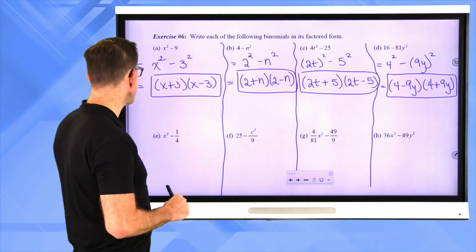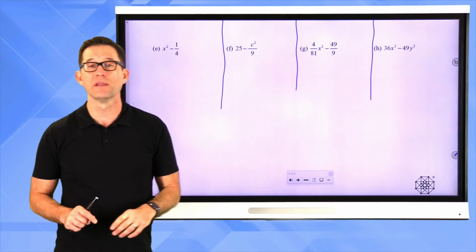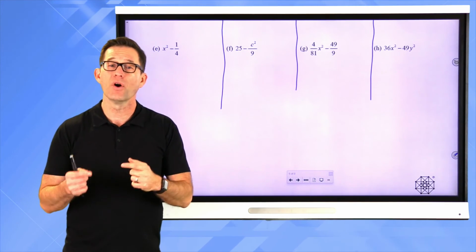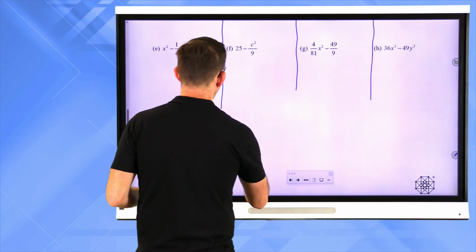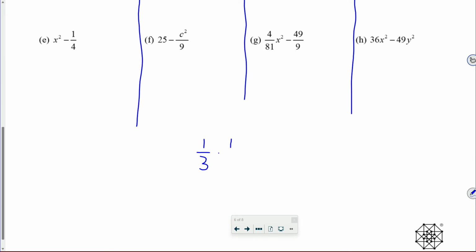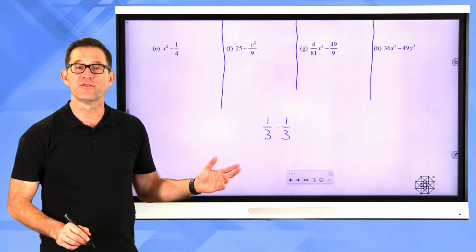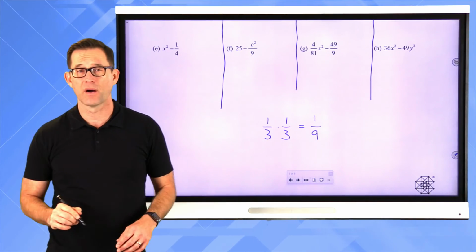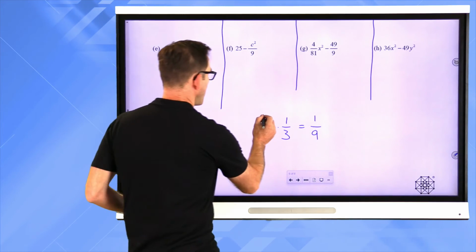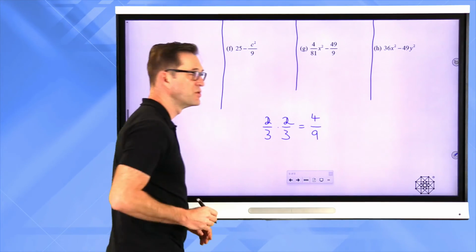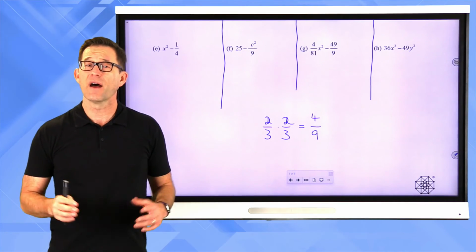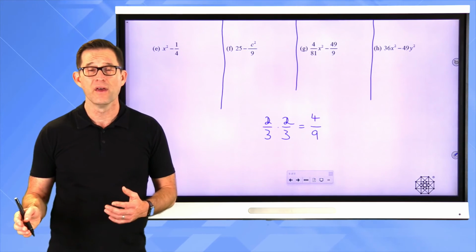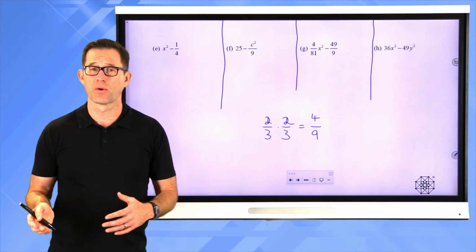All right, let's take a look at letters E, F, G, and H, which can be a little bit more challenging, especially E, F, and G, because they involve fractions. What I don't want you to forget, though, is that when you multiply two fractions, let's say 1/3 times 1/3, you always multiply the tops and you multiply the bottoms. Maybe a better example would be 2/3 times 2/3, which gives me 4/9. In other words, if you're squaring or thinking about the square root of a fraction, either way, you simply think about the square root of the numerator and the square root of the denominator.